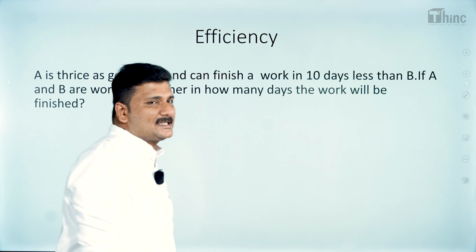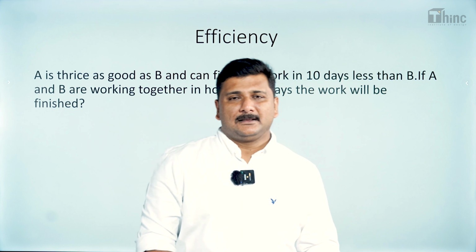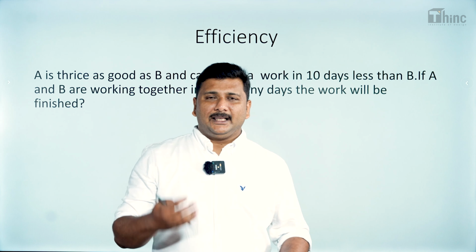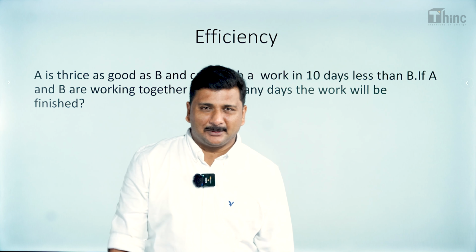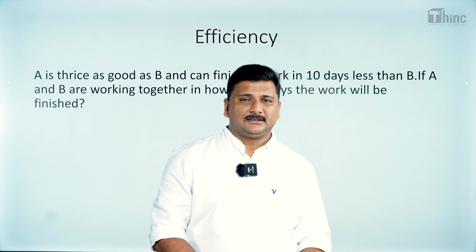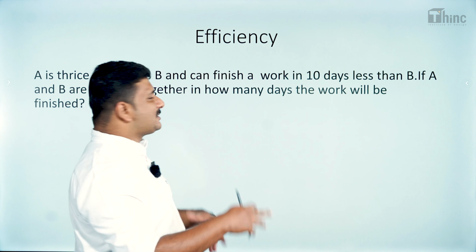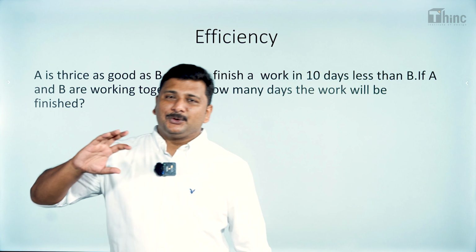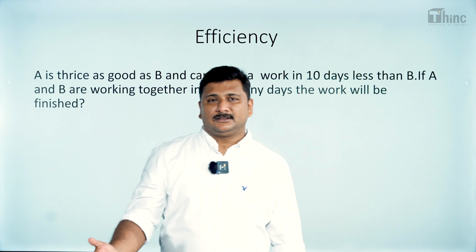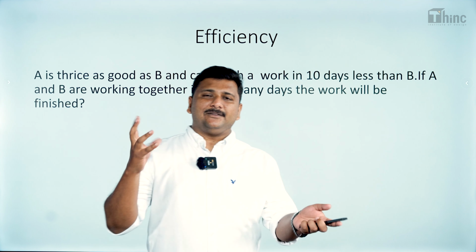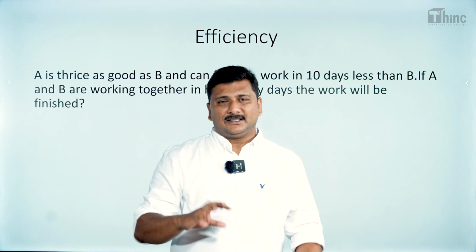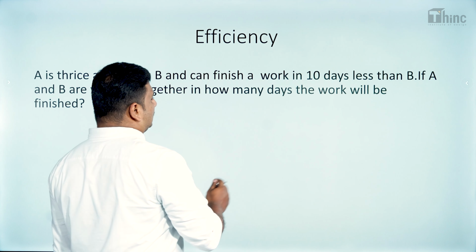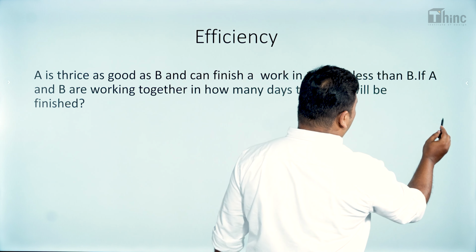So next is the concept of efficiency. What is the concept of efficiency? A is 3 times more efficient than B. What is the meaning of that? That means A can do 3 times more work than B, right? Now, how can we convert this in terms of days?